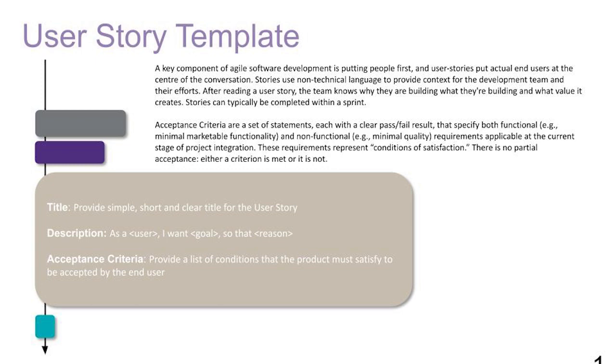Acceptance criteria are a set of statements, each with a clear pass-fail result, that specify both functionality and non-functionality. So what does this mean? Think about it in terms of, did it work the way I said it was going to work? So provide a list of conditions that the product must satisfy. What is that acceptance criteria? This is the finish line. In Agile, the finish line is just called the acceptance criteria.